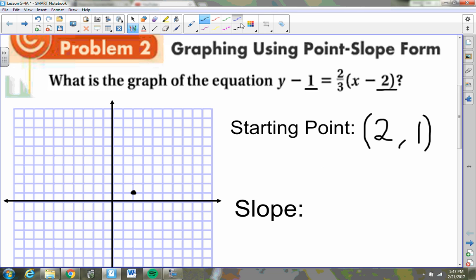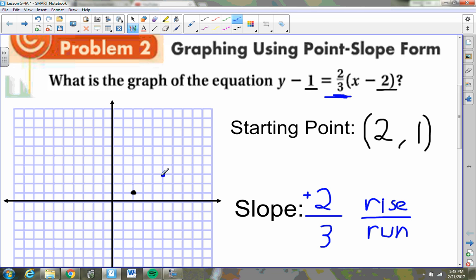Now, the slope we should be able to identify as being right here in front of the parentheses. That fraction is always our slope when we're talking about point-slope form. So my slope is 2/3, and hopefully we remember that slope is always rise over run. So once I have my starting point at 2, 1, which I graphed right here, I can find another point by just using my rise and run. This slope says to go up 2, because it's positive, and then over 3. 1, 2, 3. There's another point right there for this graph.